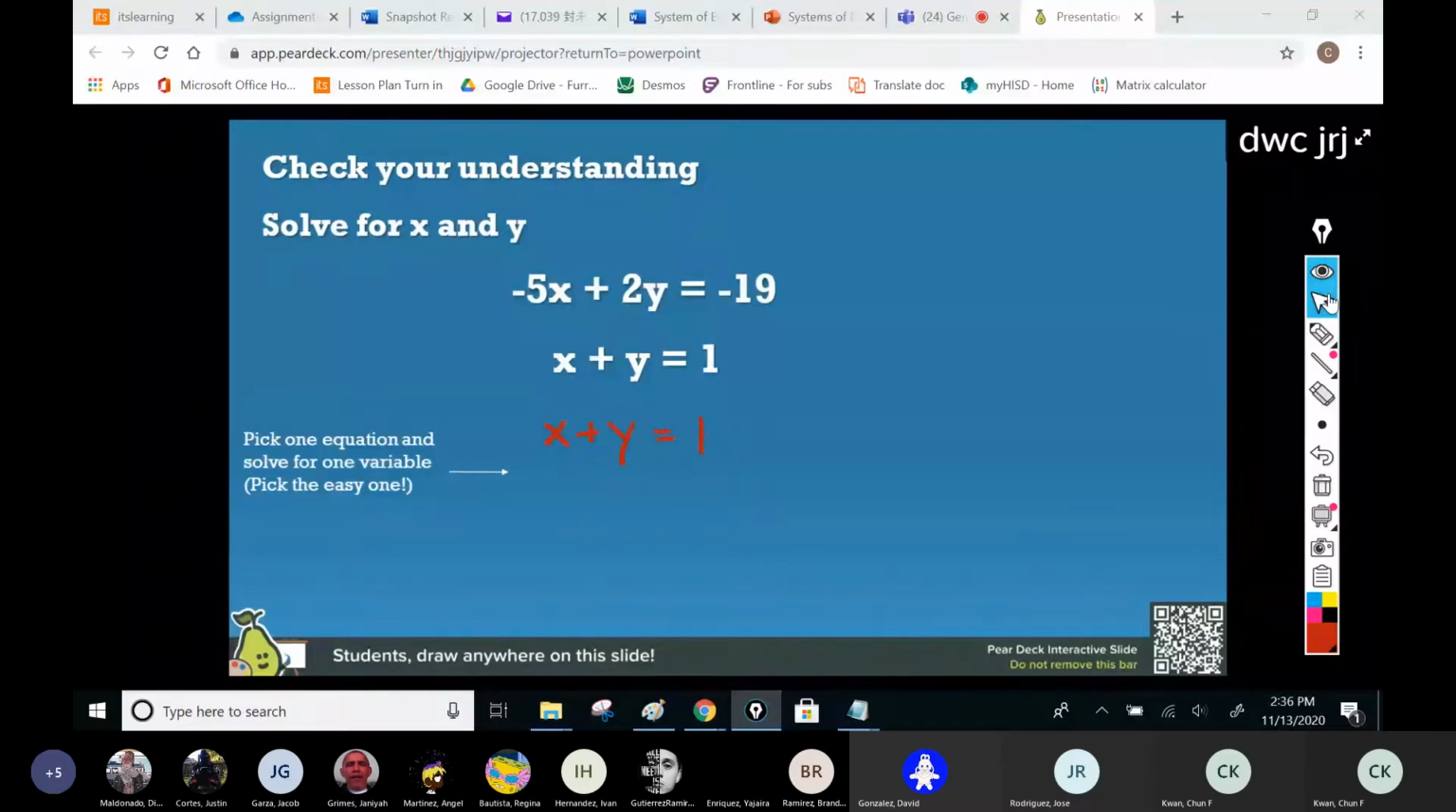All right, so go to PewDeck and give it a try. See if you guys can figure out how to do this. I'll give you guys 5 minutes. Go ahead and give it a try. Go to PewDeck.